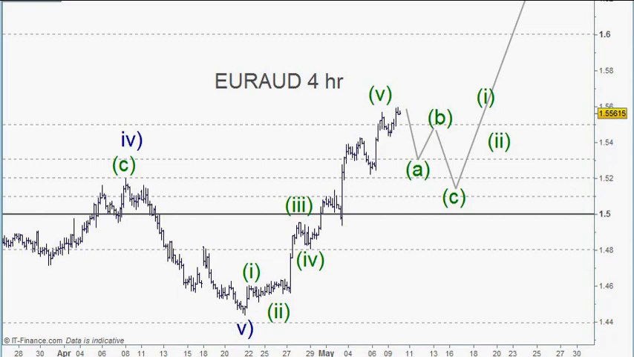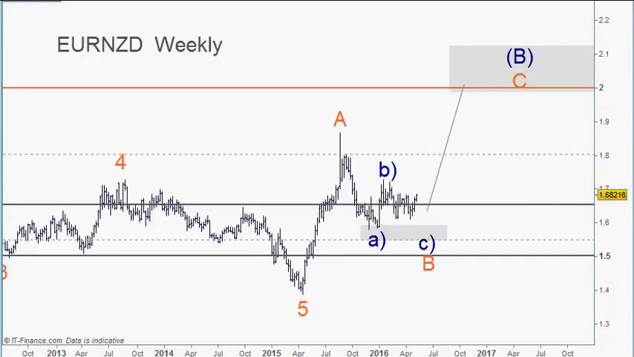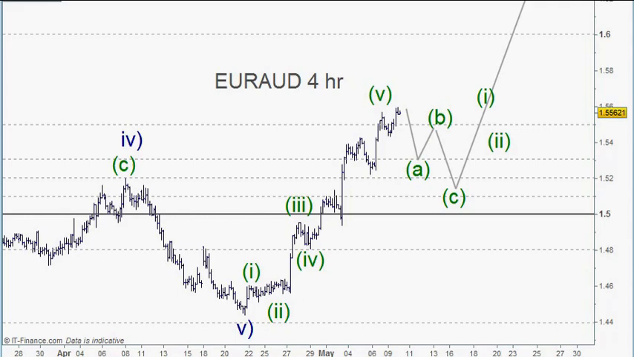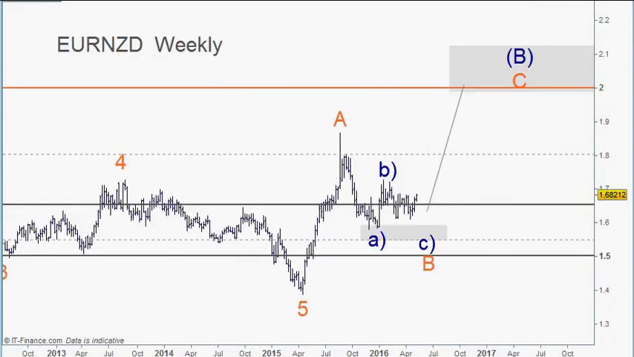Just bear with me here for a second. Just need to find a chart. So the Euro. Oh, here we go. Where are we? Okay, sorry about that.